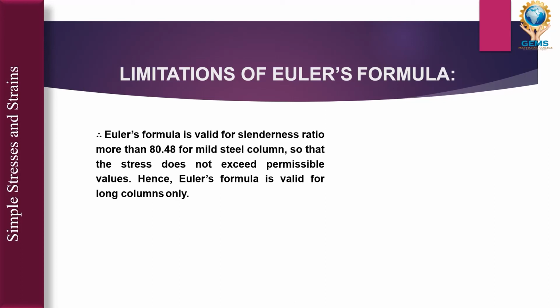Actually, we can apply it in a short column also, but that will not be that applicable or useful or effective. That's why, if you see the limitation of Euler's, it is only valid for the long column, not for the short column. Understand? If you talk about the long column, the Euler formula is valid for slenderness ratio more than 80.48 for mild steel column. Understand? That's right. Okay.